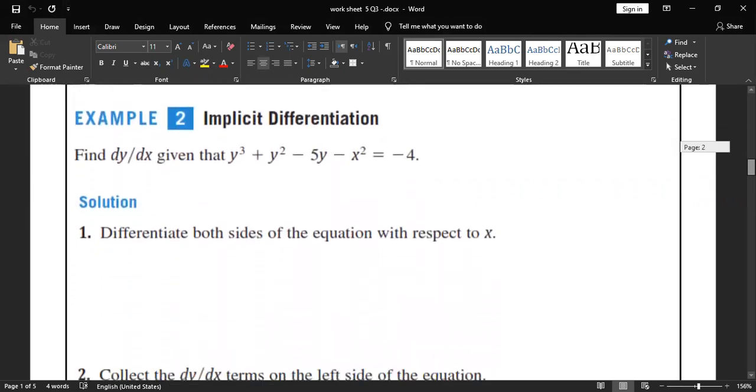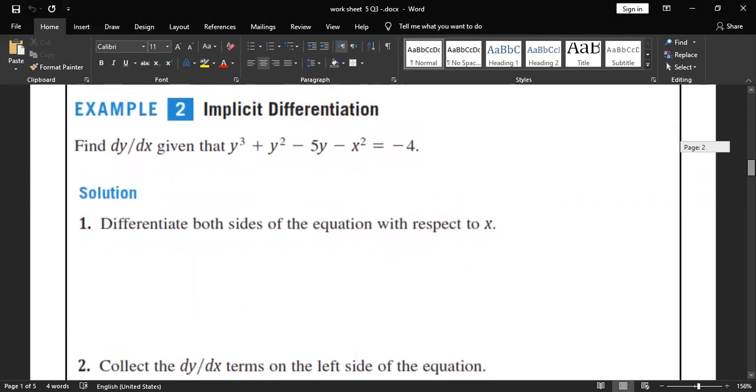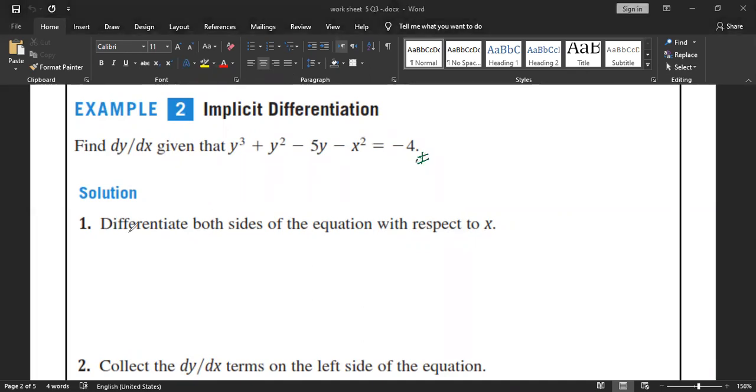When we find the derivative of any function using implicit differentiation, we find the derivative of an implicit function. By using implicit differentiation, I follow 4 steps and sometimes 3. How do we find the derivative of this implicit function? The first step, I have to differentiate both sides of the equation with respect to x. Here, I find the derivative with respect to what? X.